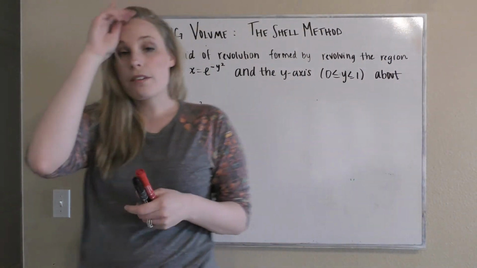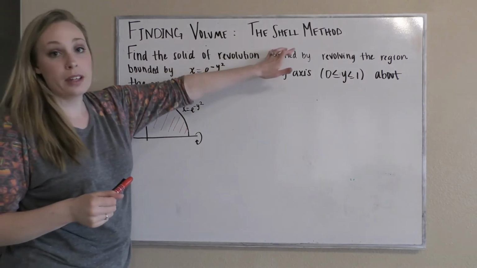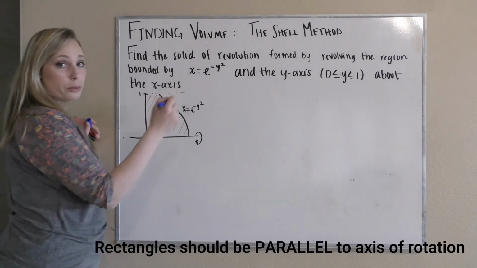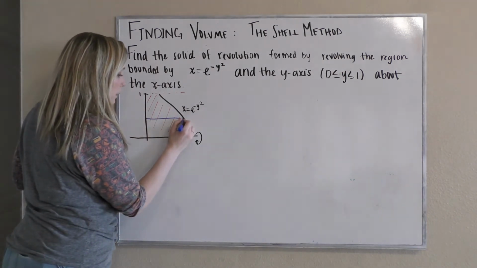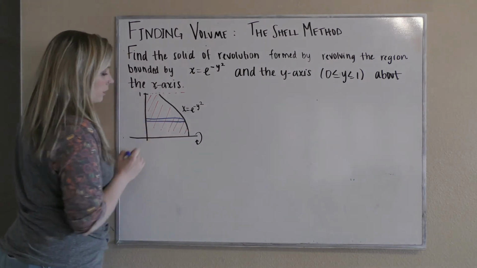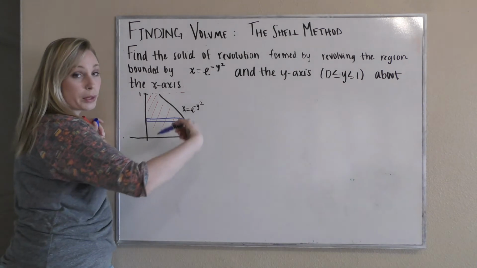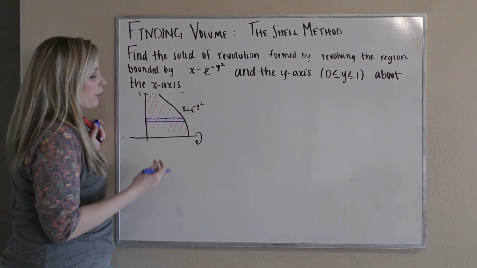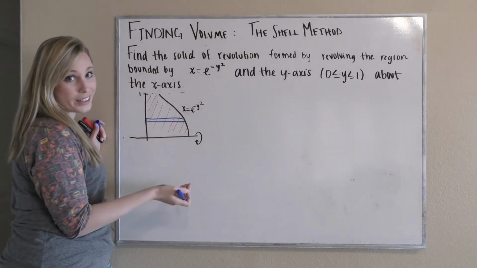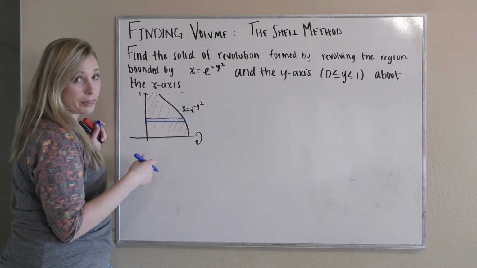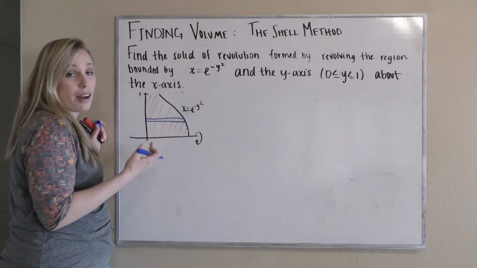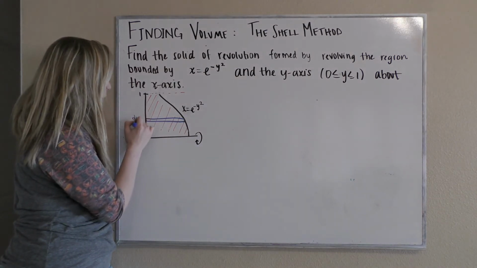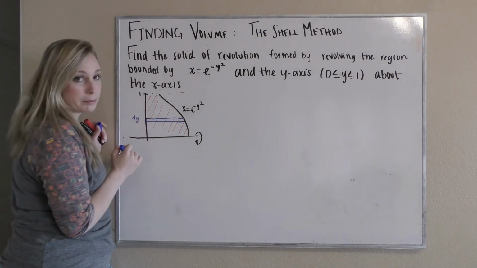Now remember, whenever you are using the shell method, you want to make your rectangles parallel to the axis that you are rotating around. So I'm going to make my rectangle right here, and then that's what's going to go all the way around this axis. And so we need to figure out what is our radius, what is our height, and what is our width. Because remember, that's how you find the volume of a shell. So because we're cutting our rectangles this way, it's going to be dy. It's going to be our width here, dy.